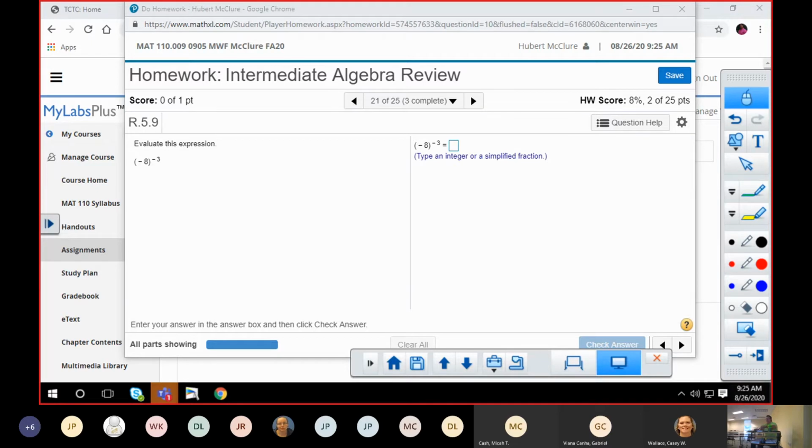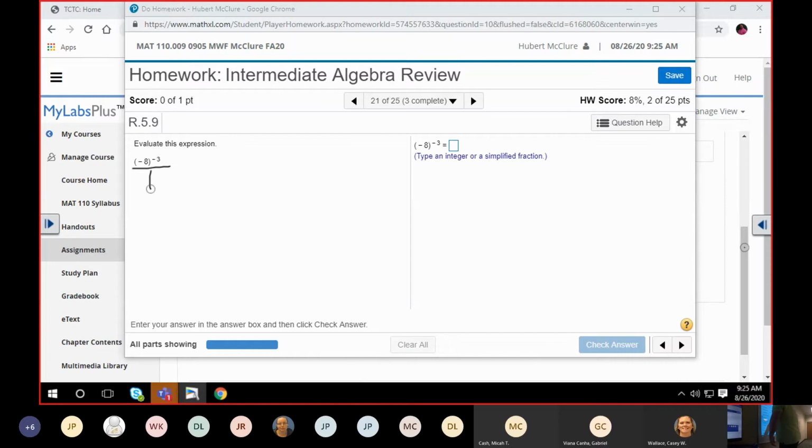So this is an exponential. This is an aesthetic. Why is it aesthetic? Because you don't like negative what? Exponents. So this is over 1. So flip it, and that becomes 1 over -8 to the third power.